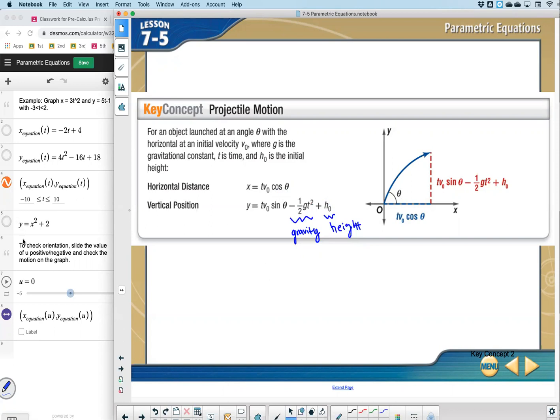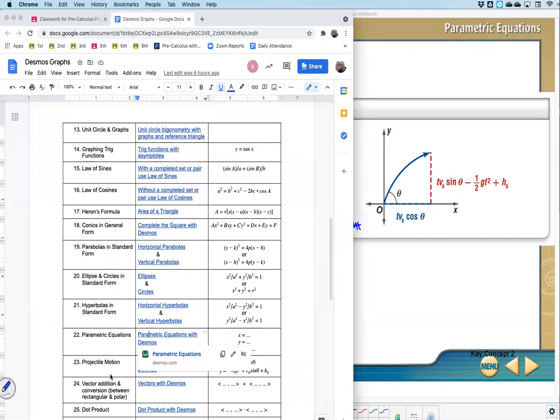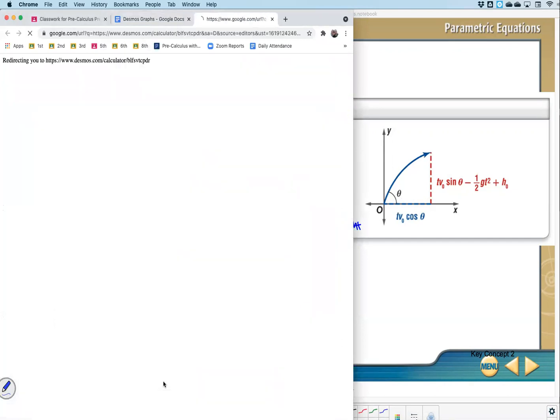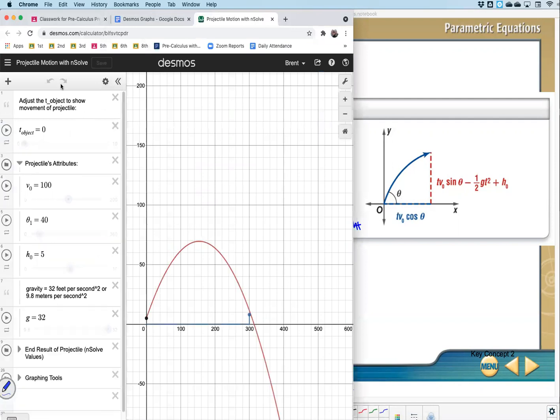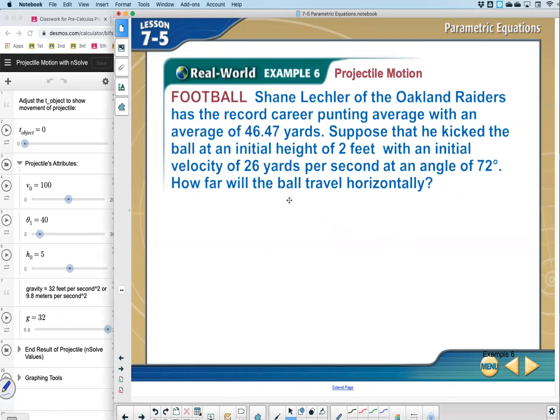I have a calculator for this, and I'm pretty proud of this one. This one's pretty cool because I throw in a second little portion on there that I'll show you in a second. So when I pull it up, it's graph number 23, projectile motion. Walking through this problem, it says Shane Lechler has the career record for punting average, with an average of 46.47 yards per punt. Suppose that he kicks a ball at an initial height of 2 feet. So I'm going to write these variables out. That means our initial height, h0, is 2 feet.